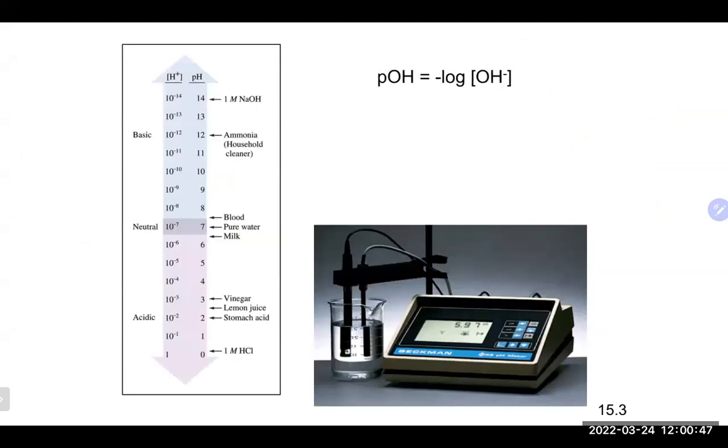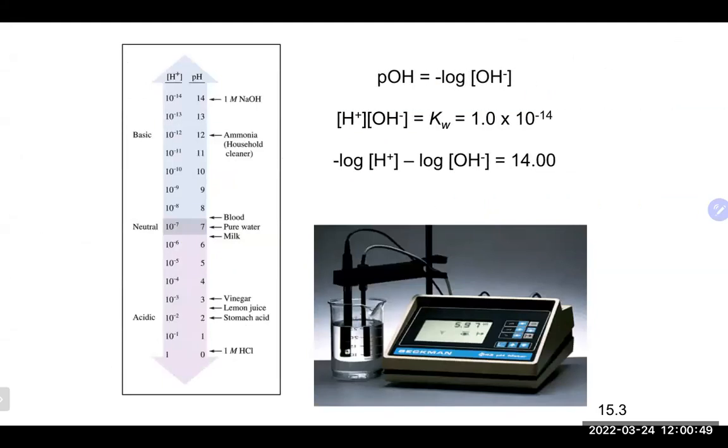Now, there are some similar scales to pH, and one such similar scale is actually one that measures pOH. The name really tells you what you need. pH, you need the H plus concentration. pOH means you need the OH minus concentration. It's calculated exactly the same way as pH, basically. You take minus the log of the OH minus concentration.